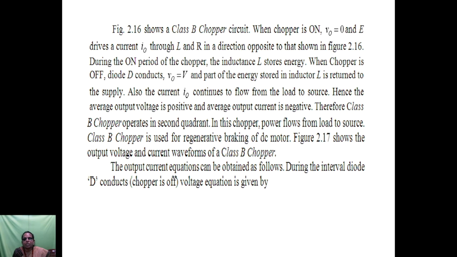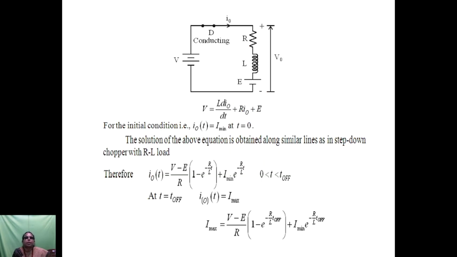The output current equation can be obtained as follows. During the interval in which diode D conducts, the voltage equation is given by V is equal to L di0 by dt plus R i0 plus E. The initial condition is i0 of t is equal to I minimum at t is equal to 0. So for the step down chopper with RL load, i0 of t is equal to (V minus E) by R into (1 minus e power minus R by L into t) plus I minimum into e power minus R by L into t, for the period 0 to T off. When t is equal to T off, i0 of t is equal to I maximum. So I maximum is equal to (V minus E) by R into (1 minus e power minus R by L into T off) plus I minimum into e power minus R by L into T off.